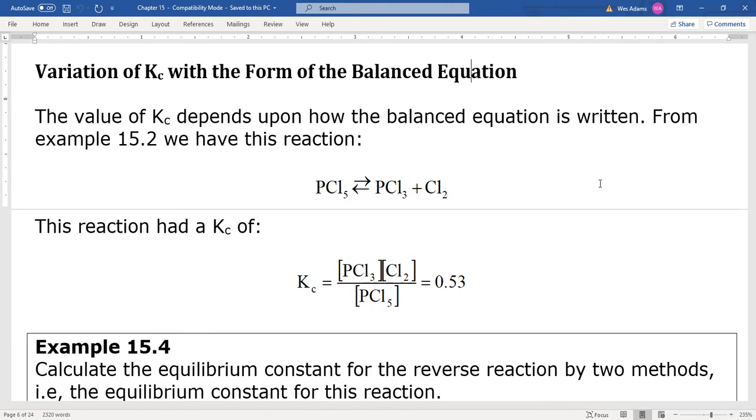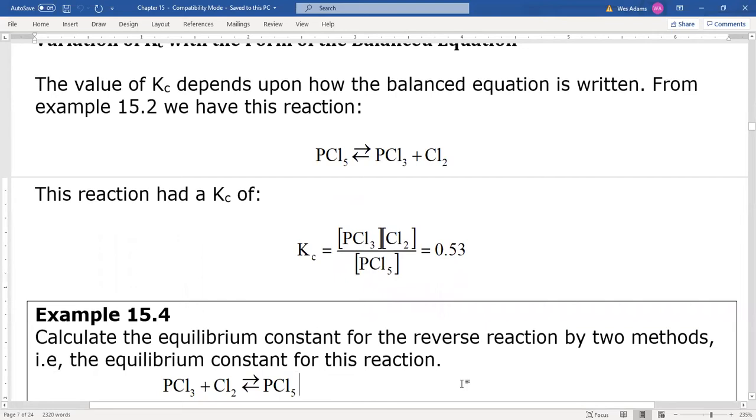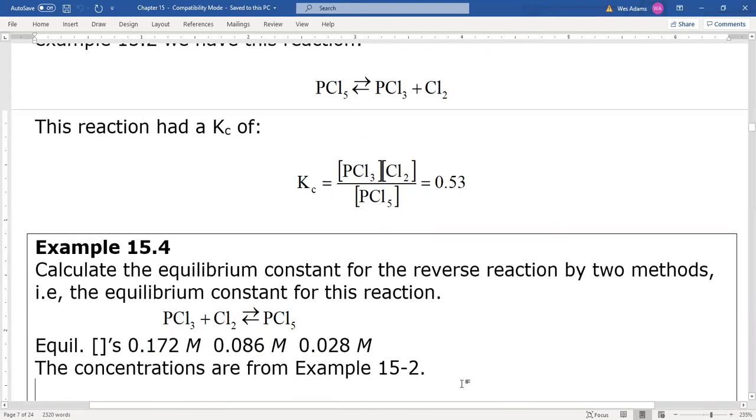So what if we change that up? In our case, we're going to reverse that reaction and put it the other way. So instead of PCl5 on the reactant side, now it's on the product side. So I've done sort of a switcheroo. We're going to use the concentrations from the previous example, 0.172 molar for PCl3, 0.086 molar for Cl2, and 0.028 molar for PCl5. And we'll see what the equilibrium constant of this new reaction is. And we'll draw some conclusions.